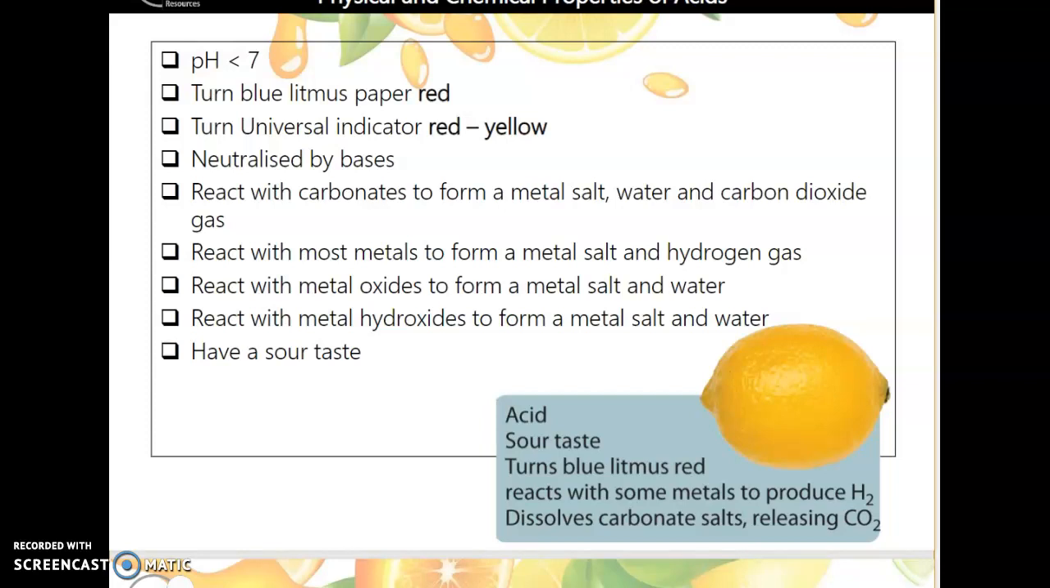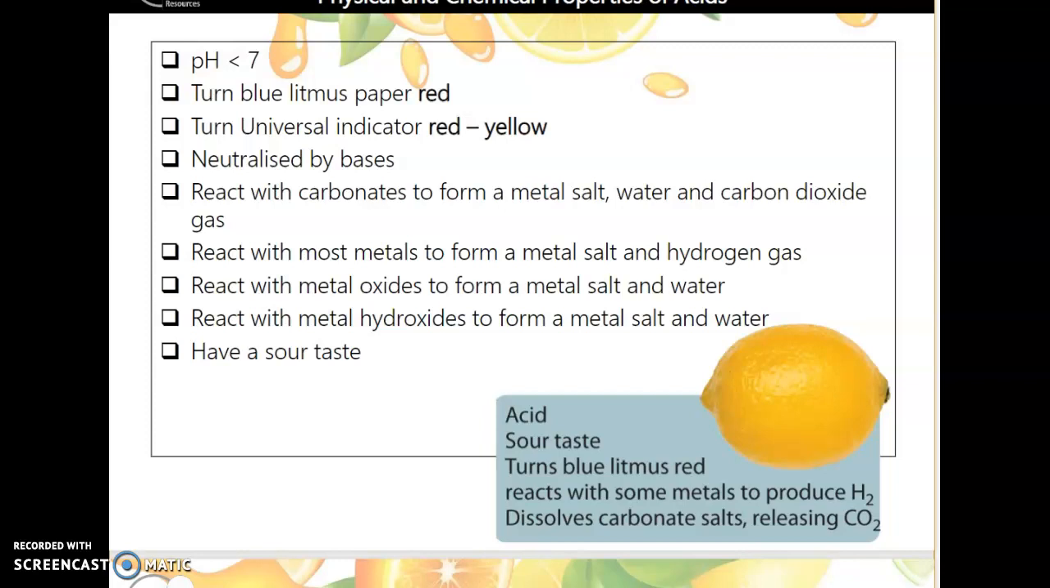As you can see, acids react with a whole lot of things, and all of these things below are basically bases, just in different forms. If we start with carbonates, they'll react with acids to form a metal salt plus water plus carbon dioxide. They also react with metals, and will produce, as well as a metal salt, hydrogen gas. That's the example of the pop test that we've done in class.